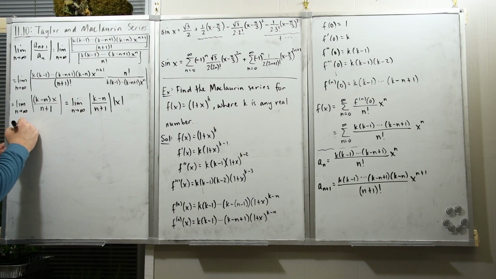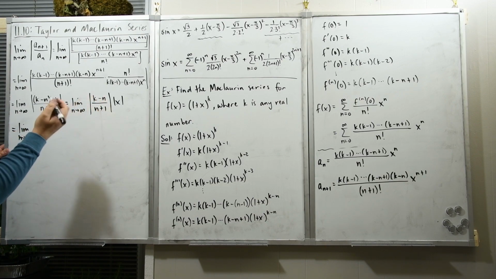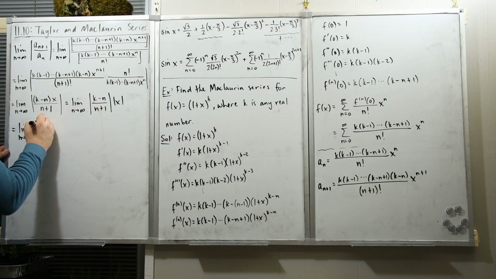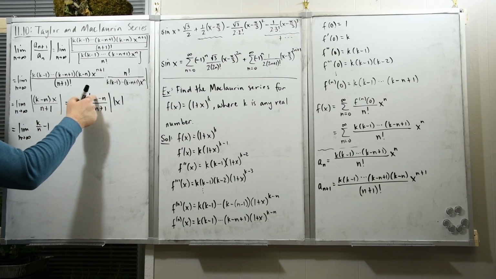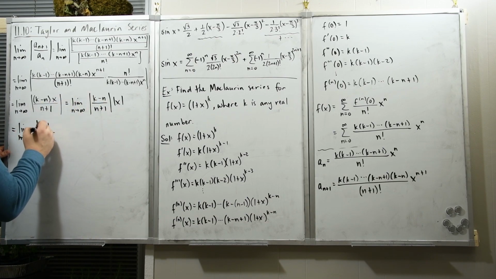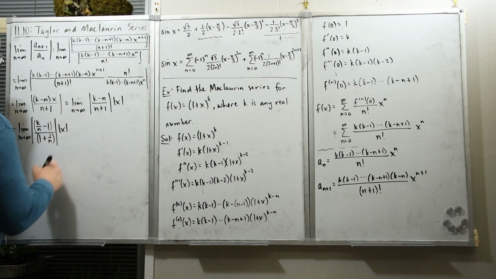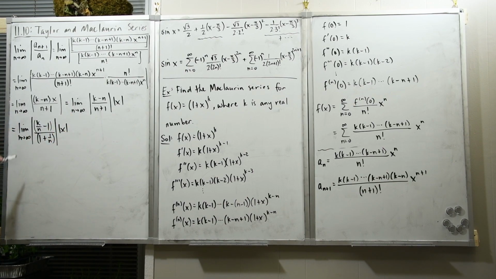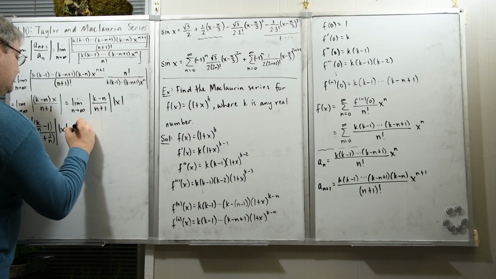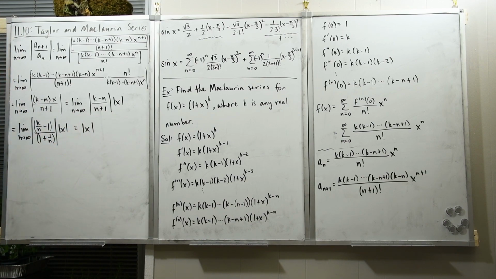But we could divide each term on top and bottom by n if we wanted to. You'd have a k over n minus 1 when you do that to the top, over 1 plus 1 over n at the bottom. As n approaches infinity, k over n and 1 over n are tending towards 0. So you get absolute value of negative 1, which is 1, times absolute value of x. That gives you absolute value of x. So our limit is the absolute value of x.